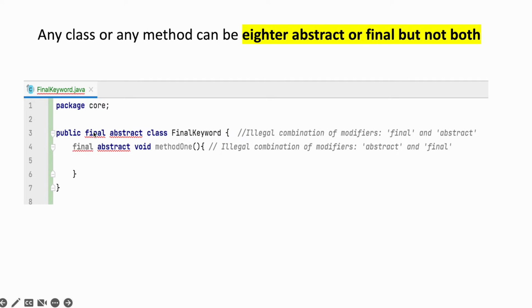Final means it will not allow any further modification. Abstract means it should be implemented in the subclasses. That is the reason we should not use final and abstract both for classes and methods.